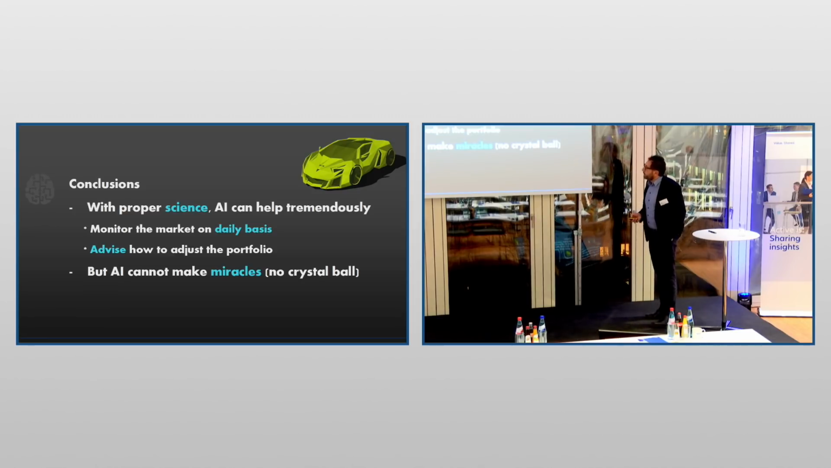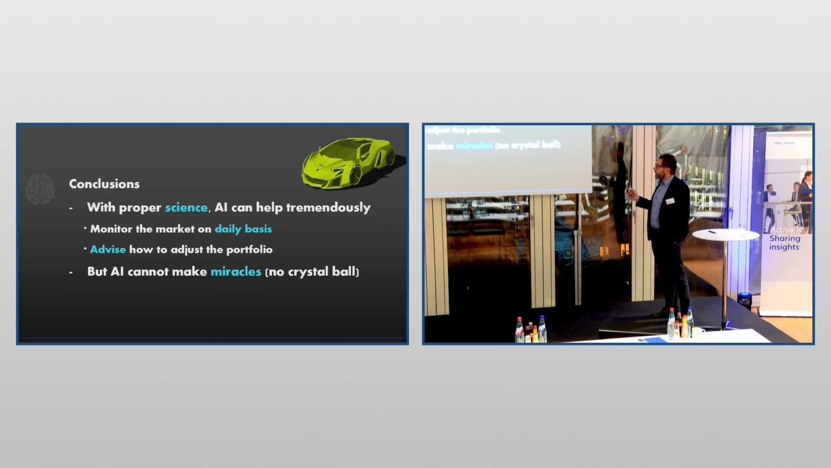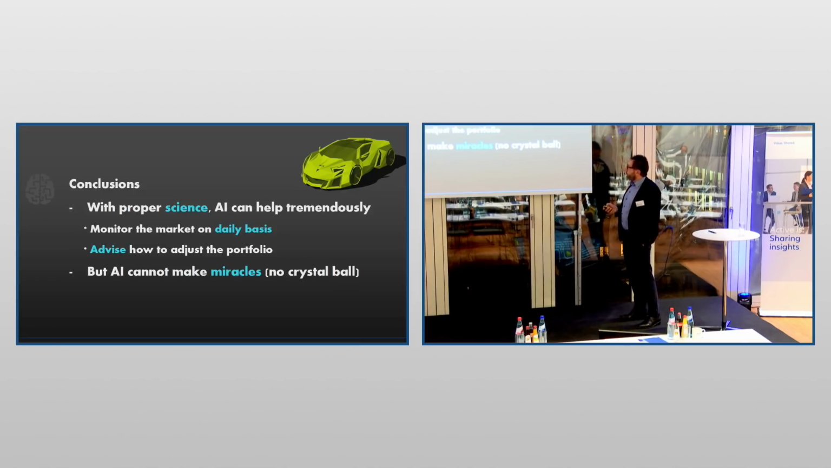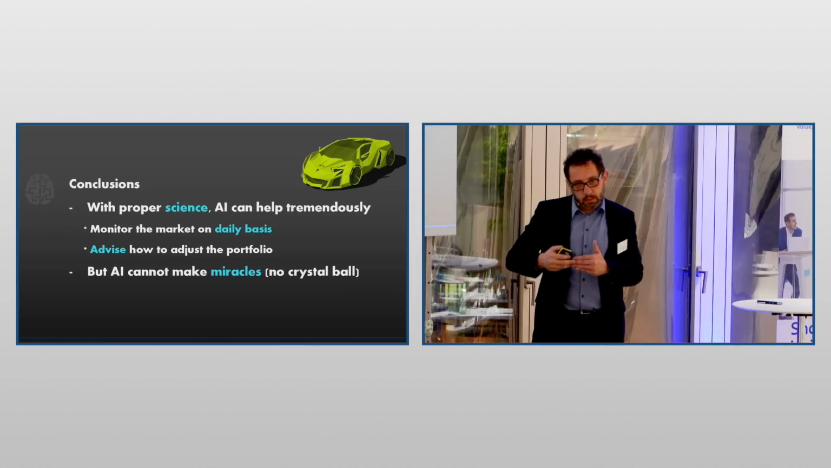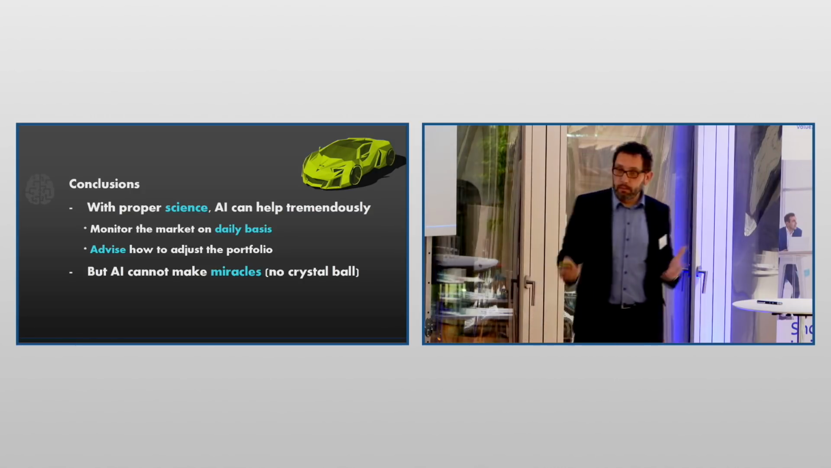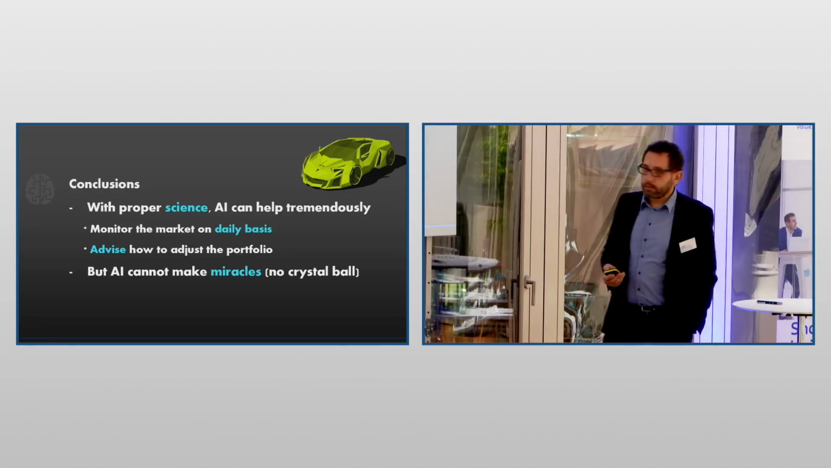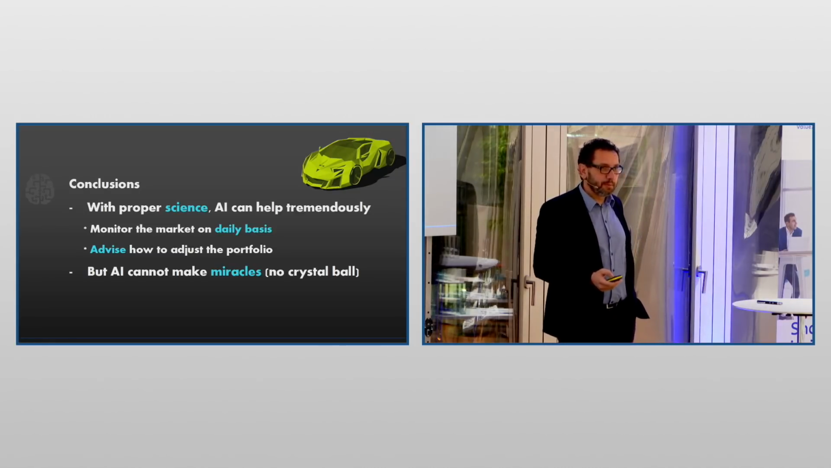So, a few conclusions. Combining science and AI is really good. We monitor the market on a daily basis and make changes to the portfolio on a weekly basis. It gives us, we think, really good advice to adjust the portfolio. It's beautifully interpretable, really easy to interpret the results, with the assumption that you don't try to interpret market capitalization. Why market capitalization is changing may be completely unpredictable and uninterpretable. And of course, AI cannot make miracles. We don't have a crystal ball to predict what will happen tomorrow with the prices.